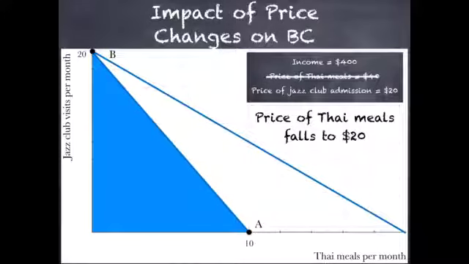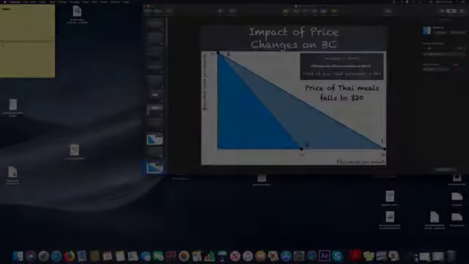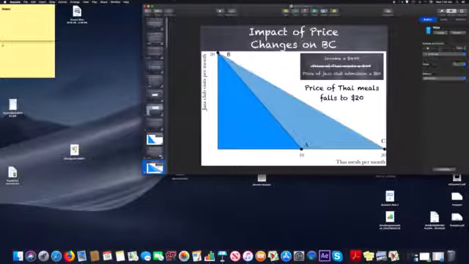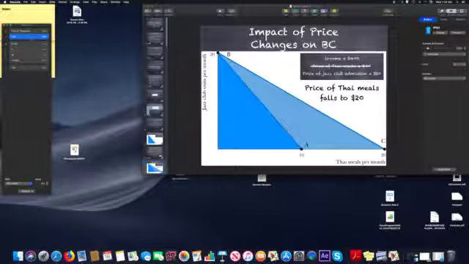So what is going to happen if we see a fall in the price of Thai meals? That means our budget constraint is physically going to change. Let me actually fix this, because this animation should have been in there and it wasn't. So it's a wipe. Let me make sure I put it in the right spot. Let me save that and go back to this.